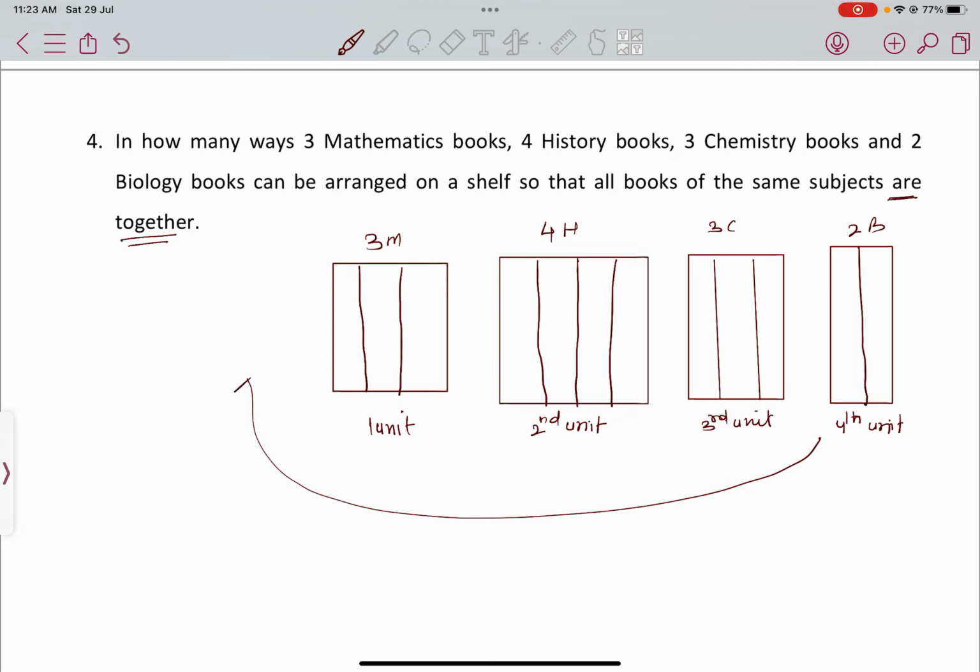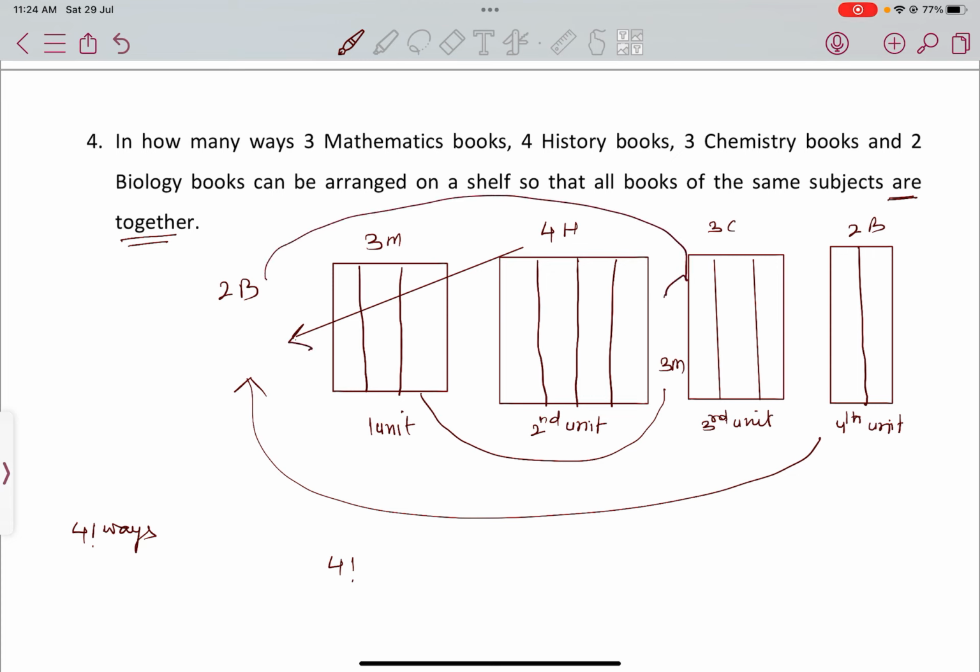You can make this here 2b, or you can make this here 3m. So these four units can be arranged in 4 factorial ways. Understand? You can interchange their places. You can put the 4 history books in between biology and mathematics books, or biology books between history and chemistry books. In the question, a fixed sequence is not given. You can arrange in different manners.